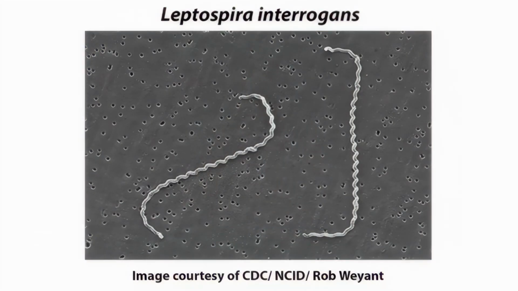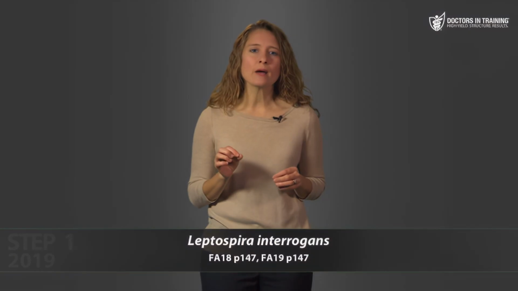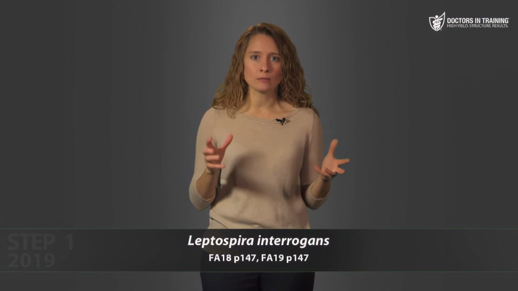Leptospira is a spiral-shaped bacteria like other spirochetes, but it has a question mark shape at the end of its tail, like you see at the top of this image. One way to remember that is that interrogans sounds like interrogation, and thus that little question mark shape. Leptospira is found in water contaminated with animal urine.